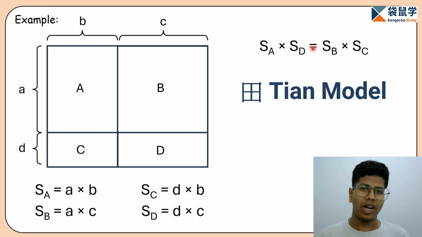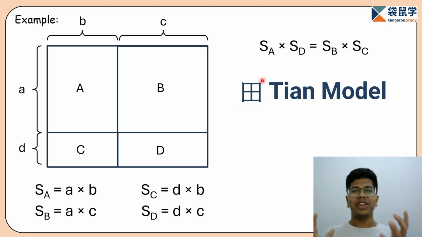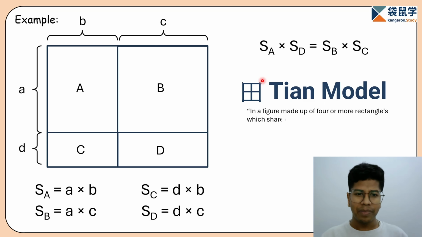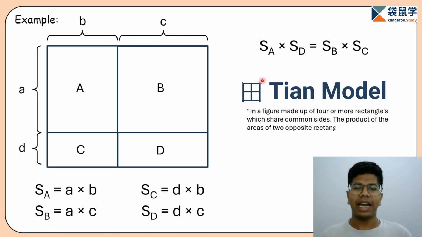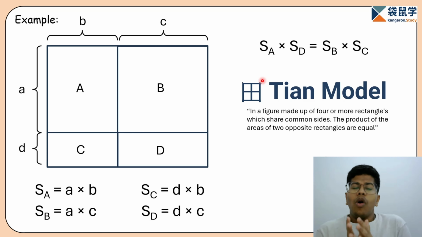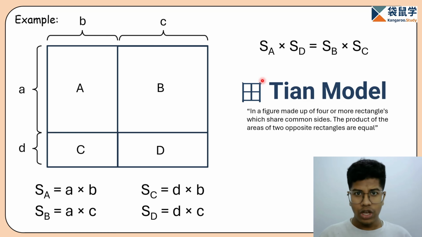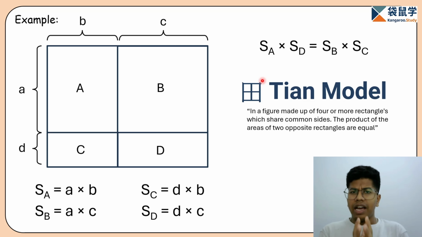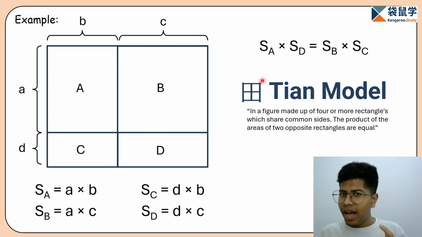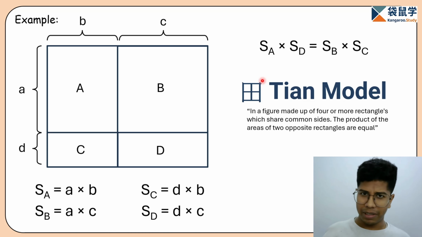Now why is it called the TN model? Because it resembles quite similar to a Chinese character, TN. That's the reason why we call it the TN model. Now, how to identify the TN model and how to use it? In a figure made up of 4 or more rectangles which share common sides, the product of areas of 2 opposite rectangles are equal. This is what the TN model says. So, whenever you see a figure made up of 4 rectangles, and there is a relation between area, you can use the TN model comfortably.